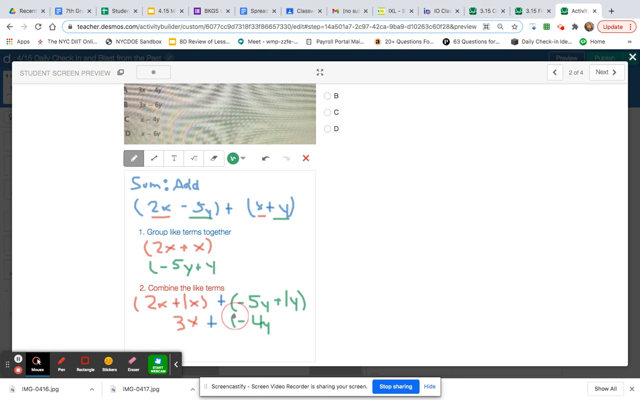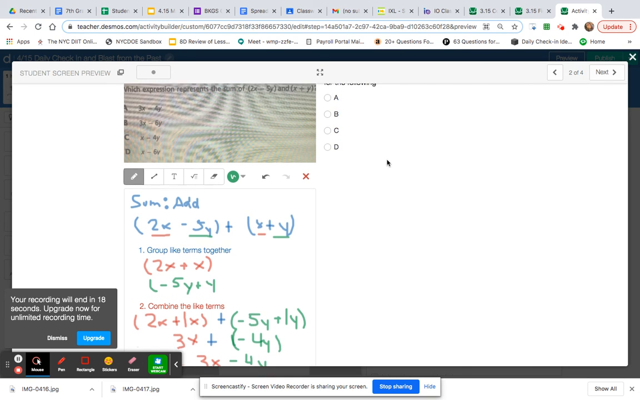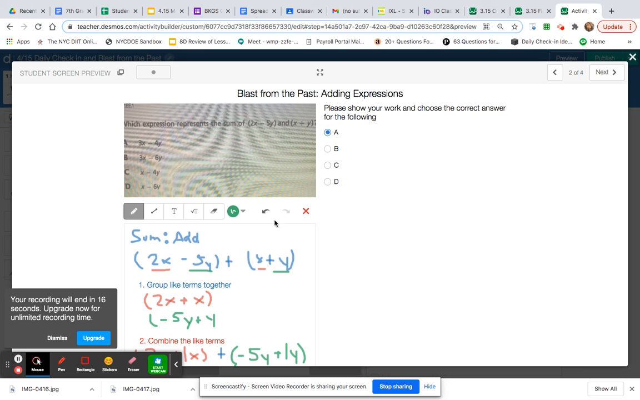Okay, so that's not a 1, that's a parentheses. But anytime you're adding a negative number, it's the same thing as just saying minus. So I could just rewrite this as 3x minus 4y. Okay, so my final answer would be choice A, 3x minus 4y.